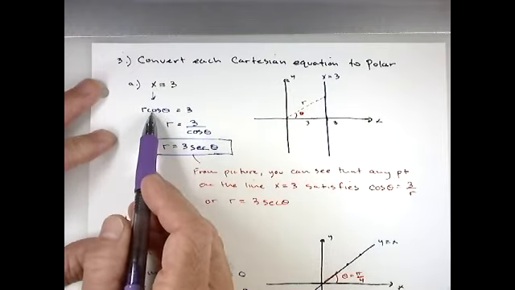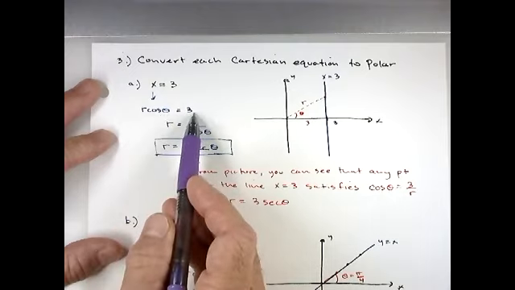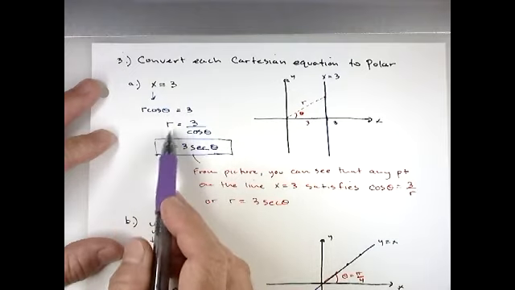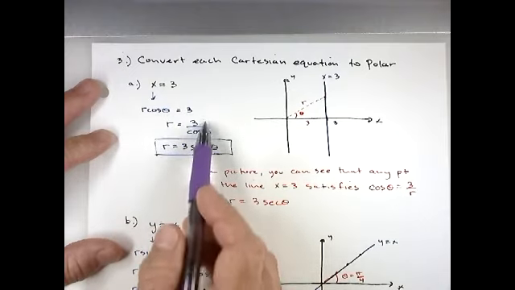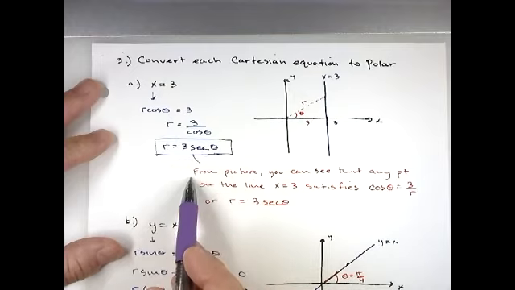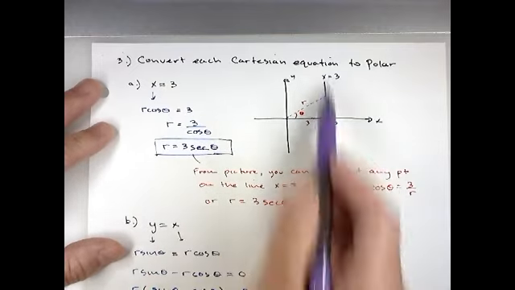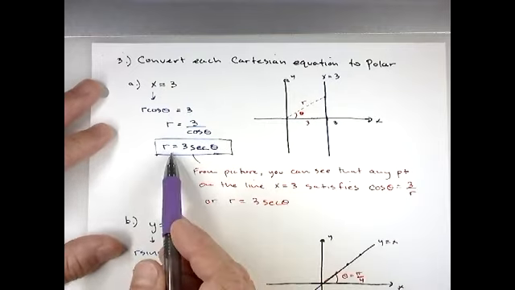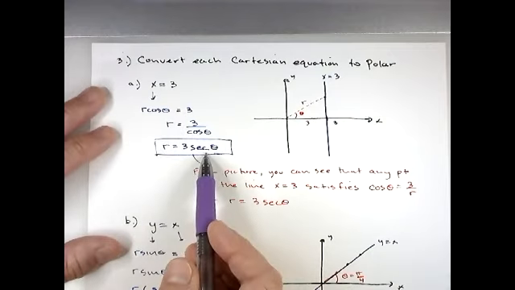If I replace x with r cosine theta equals 3, divide by cosine to solve for r, and of course 1 over cosine is secant theta. The vertical line x equals 3 in polar coordinates is equivalent to r equals 3 times secant theta.